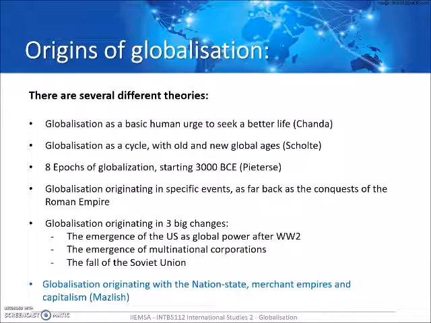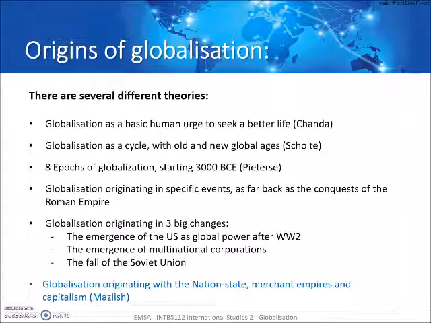You have Scholte, who rather argues that globalization is a cycle, where you go through global ages, and he says that each cycle is more globalized but has similar patterns. You have Peterse, for example. He argues that there are 6 epochs of globalization that start as far back as 3000 before Christ. You have another theory that looks at globalization originating in specific events, also as far back as the conquest of the Roman Empire.